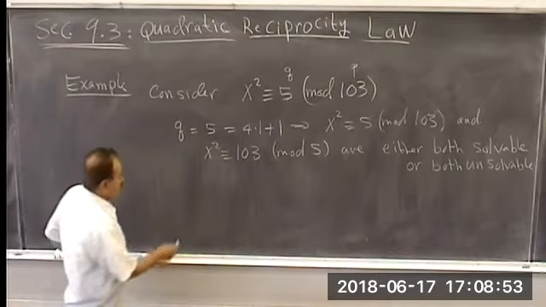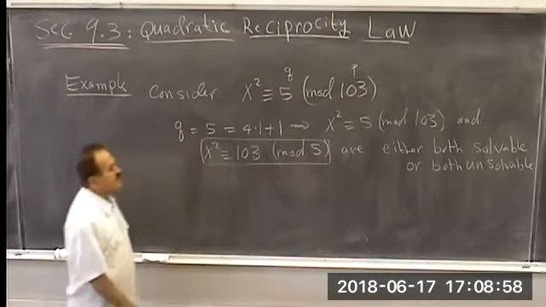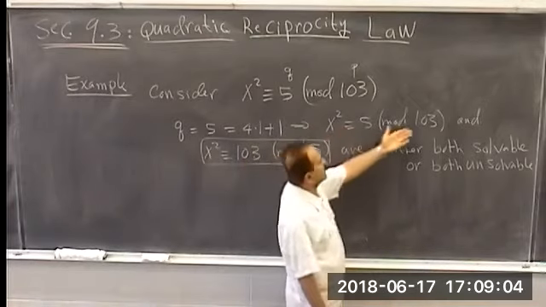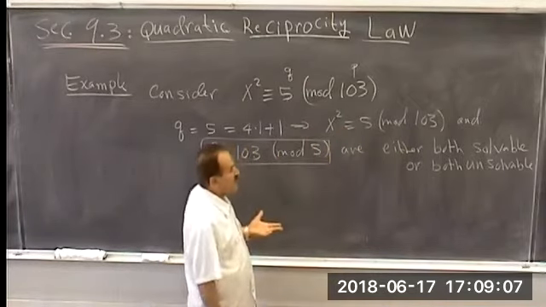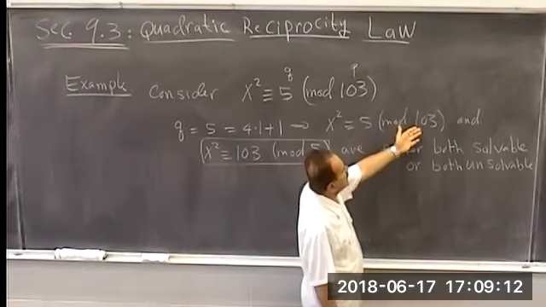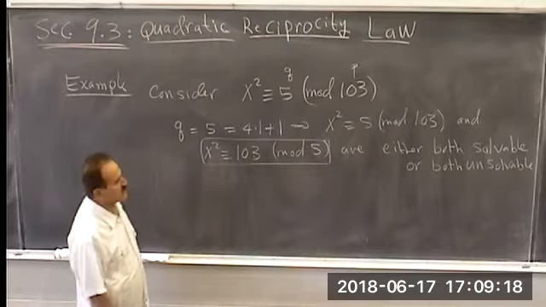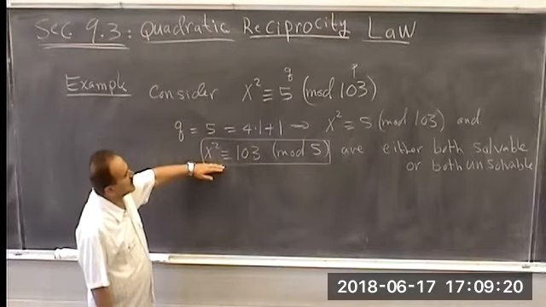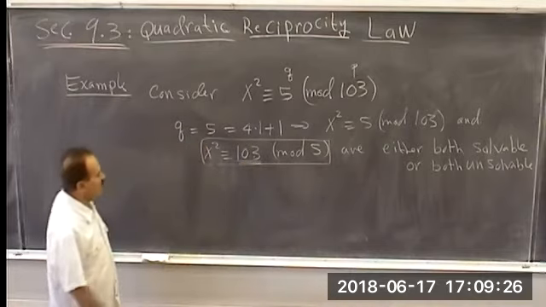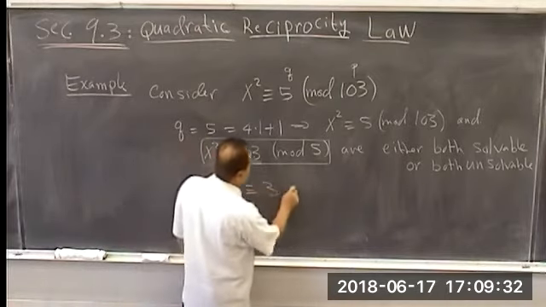Now, this one is easier to work with than x squared congruent to 5 mod 103. One of the very simple ways to solve an equation like this is to try the numbers from 1 to 102. Just plug it in and see which one satisfies. However, if I do this one here, it's much easier. Also, we can even reduce this mod 5. So this is equivalent to x squared congruent to 3 mod 5.